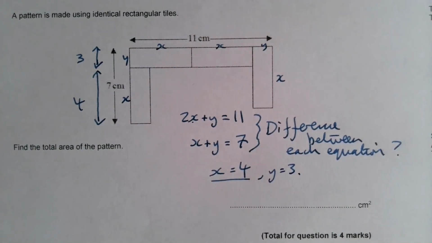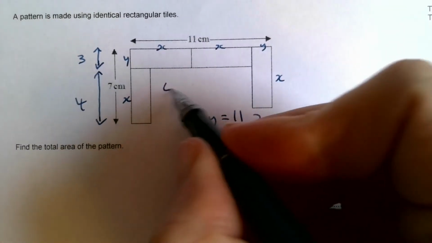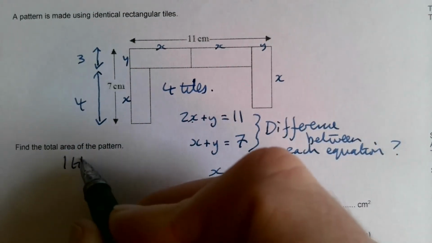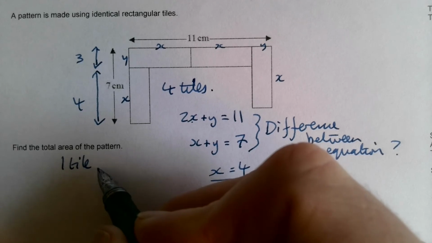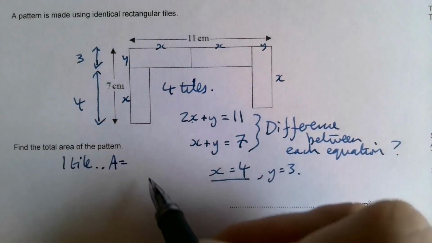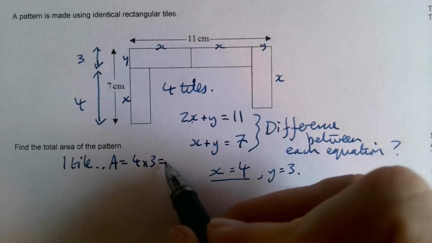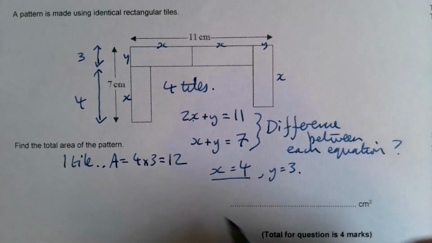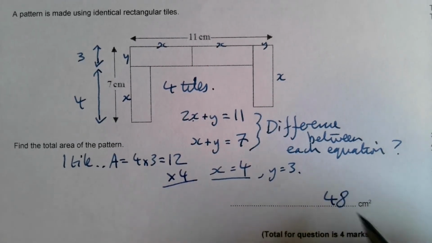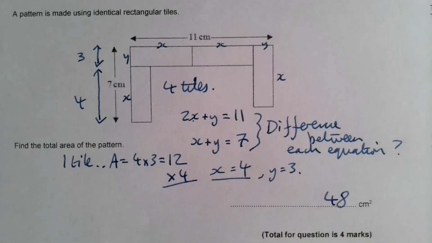And then what we've got is we've got 4 tiles. One tile, the area is going to be the length times the width. 4 times 3 is 12. And then we've got 4 of those tiles, so we times it by 4 and we get 48 square centimeters.